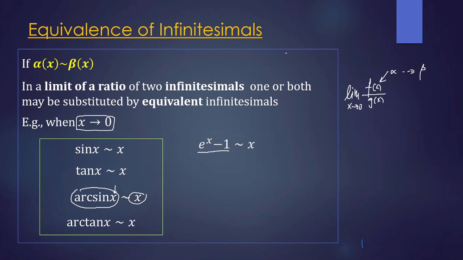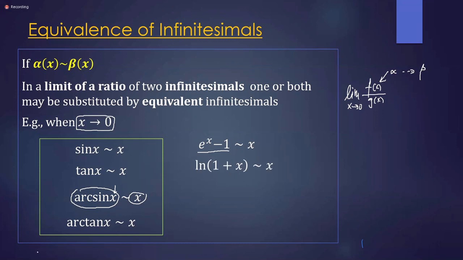So e to the power x minus 1 is equivalent to x, which means in a limit, we might be able to substitute it for something. Natural logarithm ln of 1 plus x is also equivalent to x when x tends to 0. When x tends to 0, there are some possibly very nice examples with this.